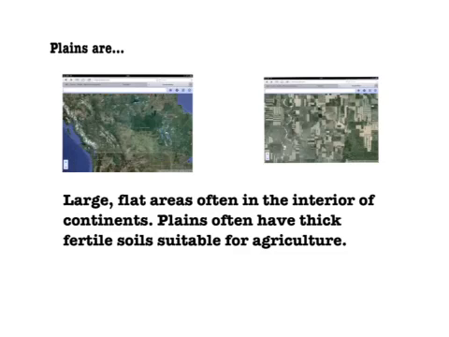So to sum up, we can say that plains are large flat areas, often in the interior of continents, and that they often have thick fertile soils suitable for agriculture, as we can see here.